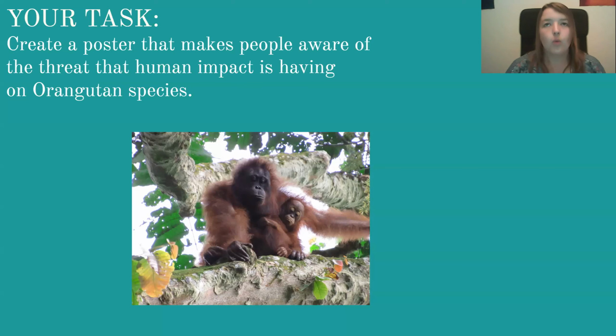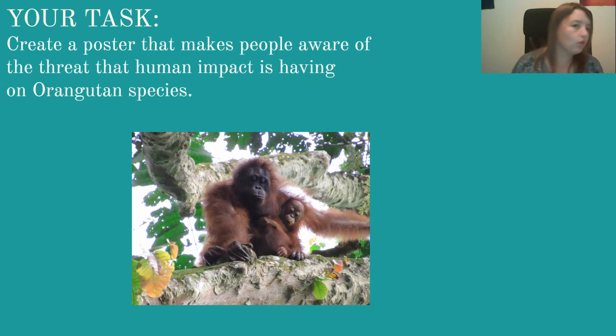So, we know that one of the best ways to make change is to make people aware of what is happening, the threat that humans are having on the ecosystem, and in particular on the orangutan species. So I would like you to finish off all of our science learning to create a poster that shows the importance of the rainforest ecosystem and how changing that ecosystem through deforestation has really threatened some species, in particular the orangutan. Your poster can be as colourful as you want.